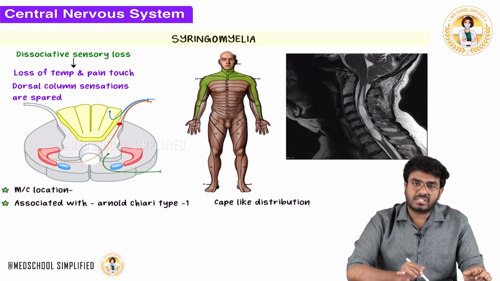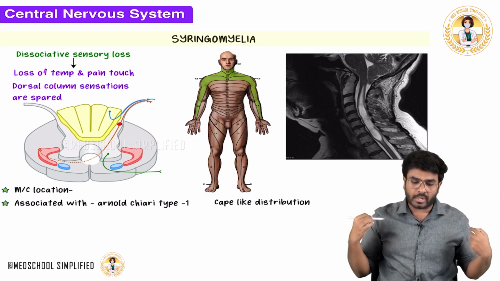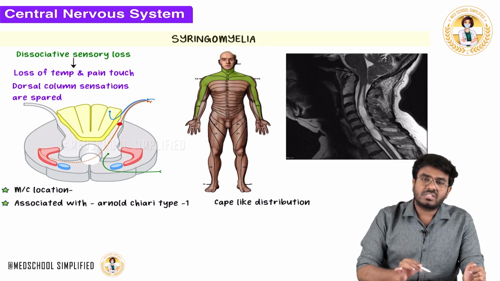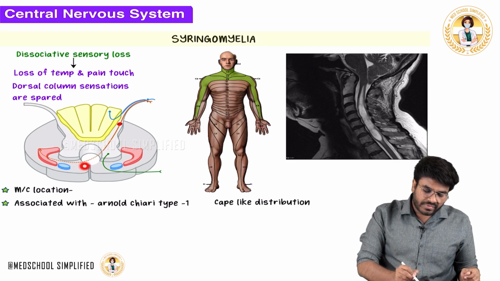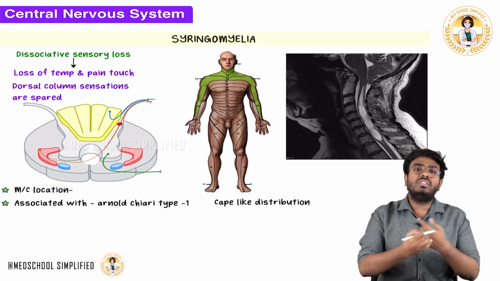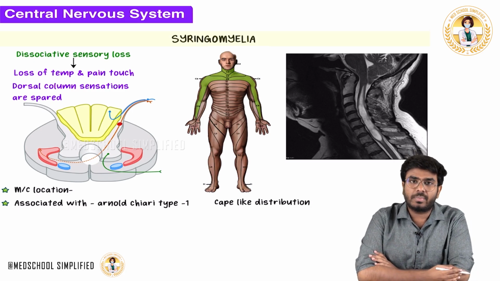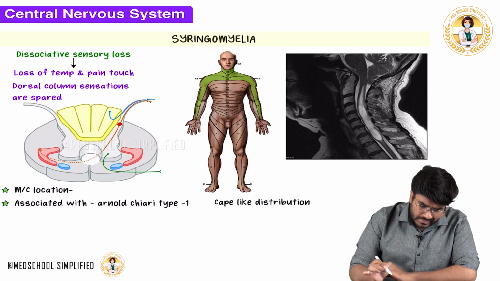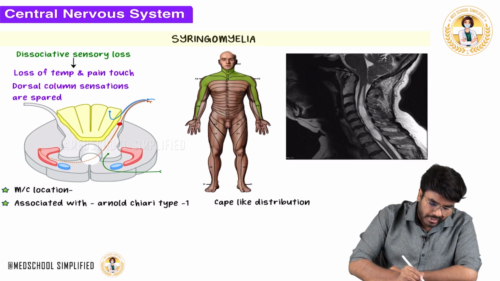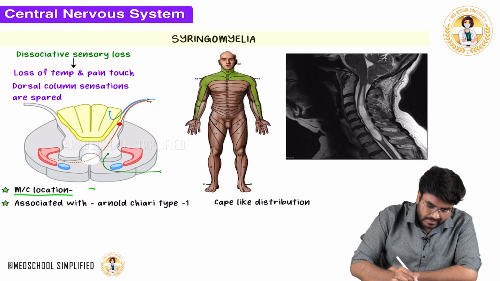Dorsal column sensations are spared on both sides of the body. They are not affected, but here there is a cavity, so the fibers crossing from this side will also be affected. So on both sides, the patient is going to lose touch, pain, temperature, pressure sensations below the level of lesion. Okay, so the important points are, where is the most common location of this syrinx? The most common location of the syrinx is the cervical vertebra.